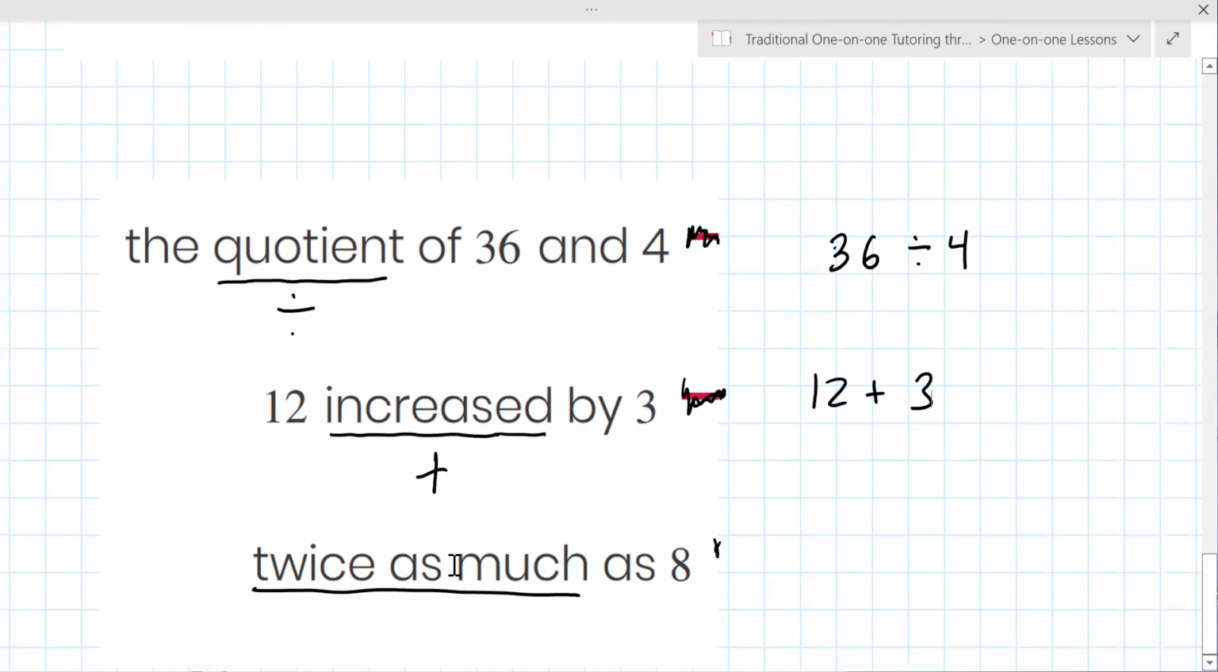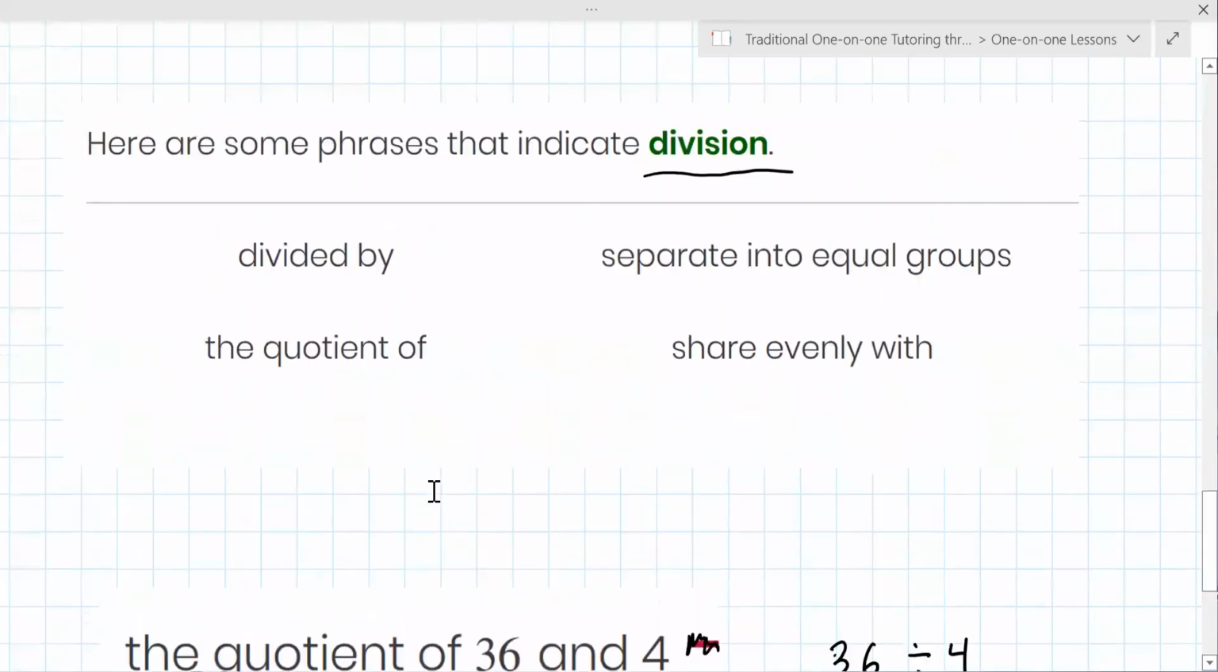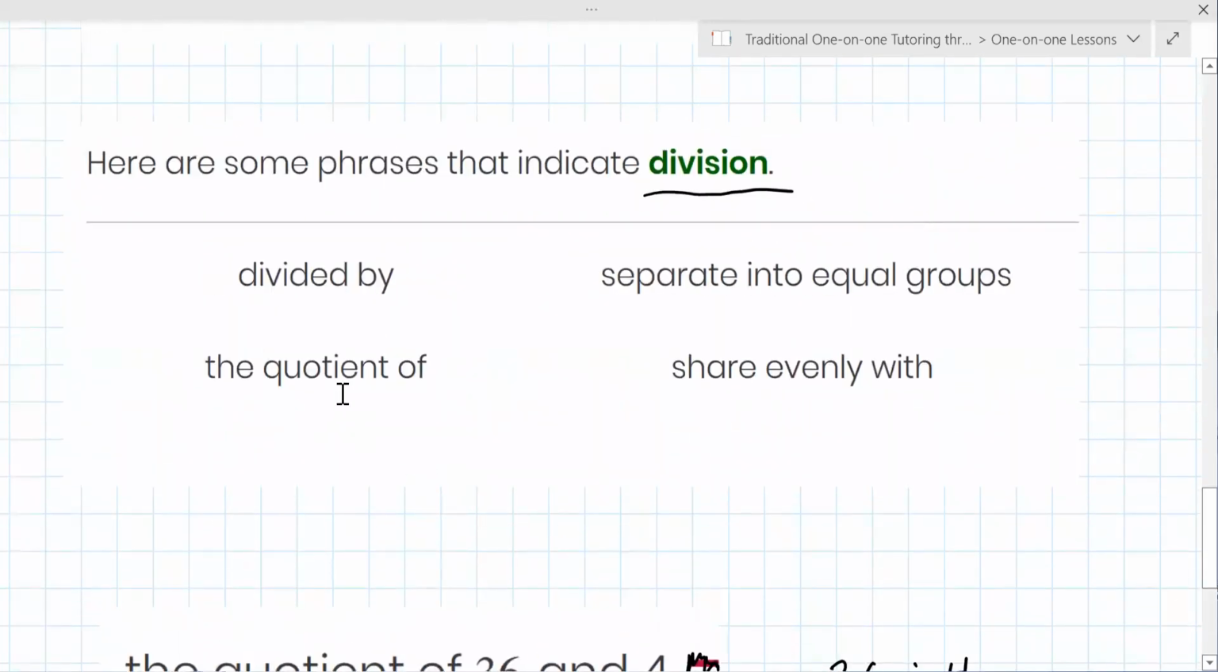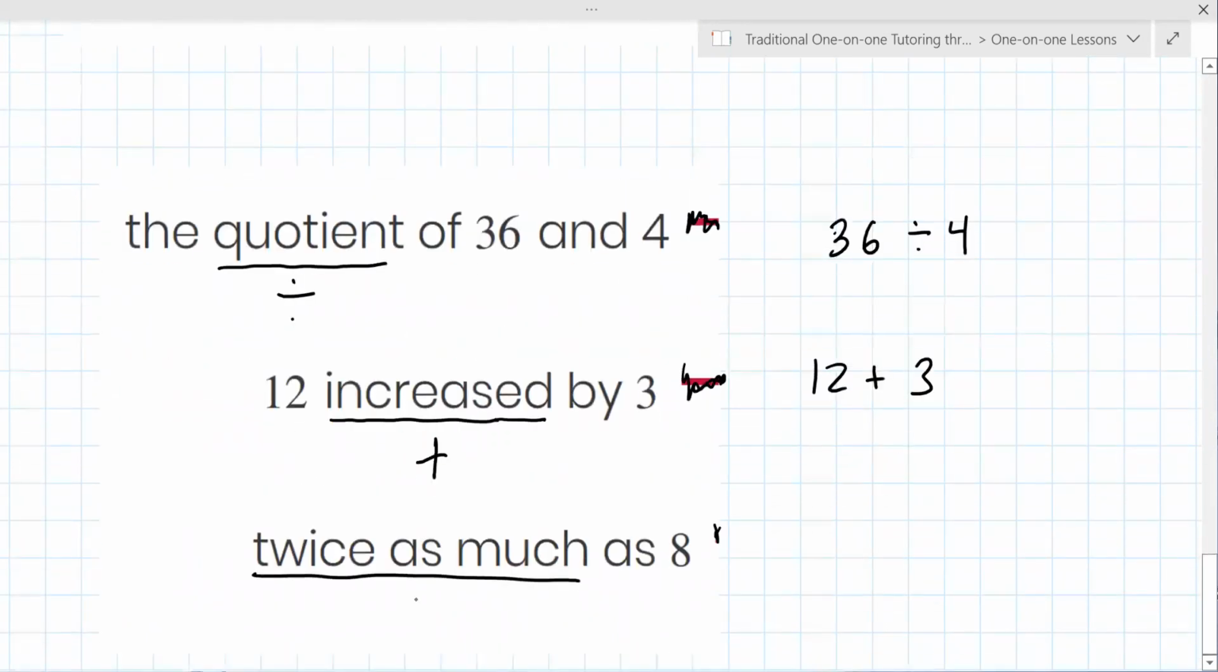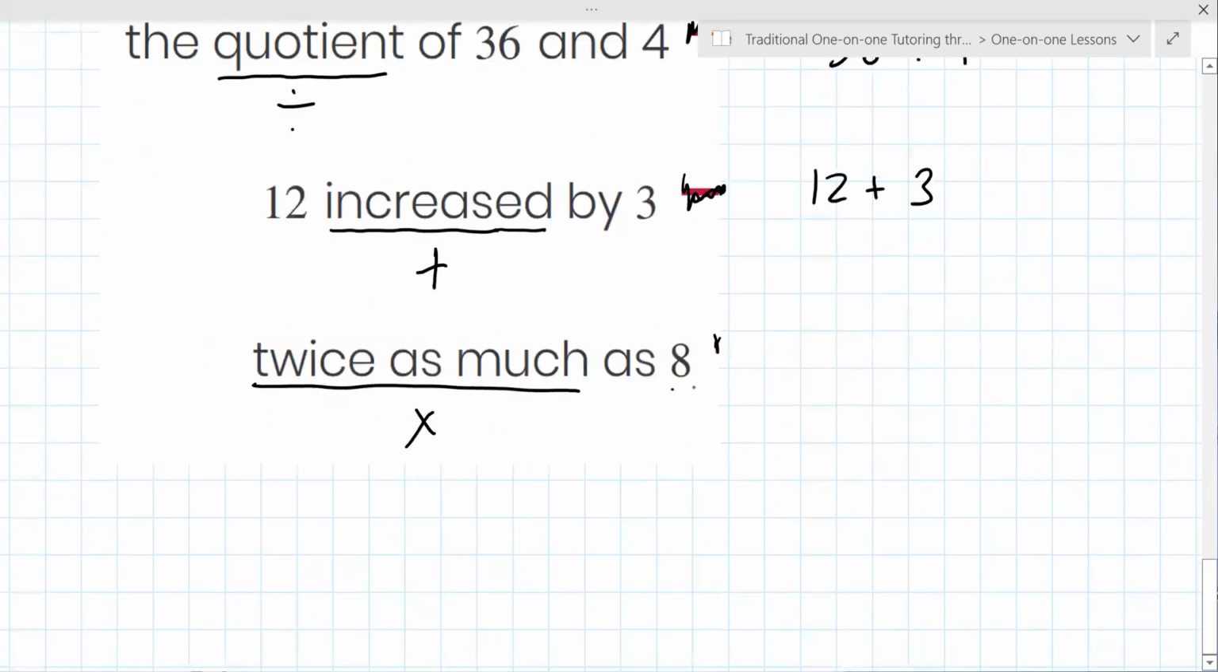How about this last one here? Twice as much. Let's go look for it. Here, do you see twice as much? No. How about here? I only see twice, but no. That's okay. It could say twice as much. It's got the word twice though. So that means it's multiplication. What are you multiplying 8 by if it's twice as much? 2 times 8. Good. Okay, let's see.